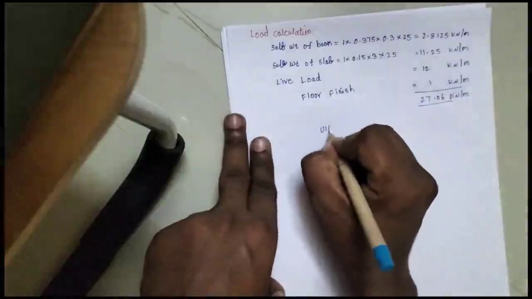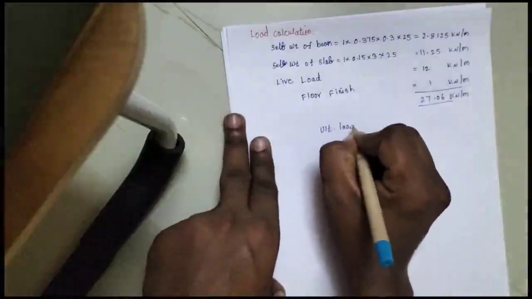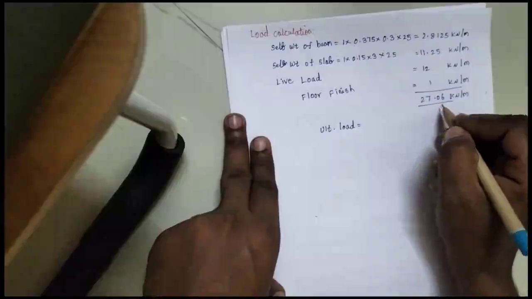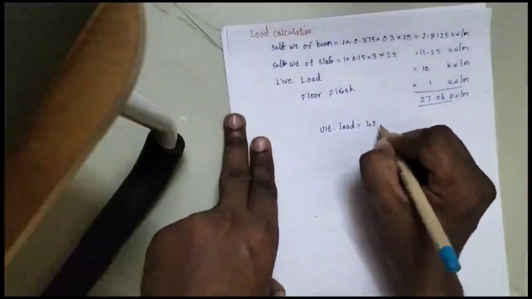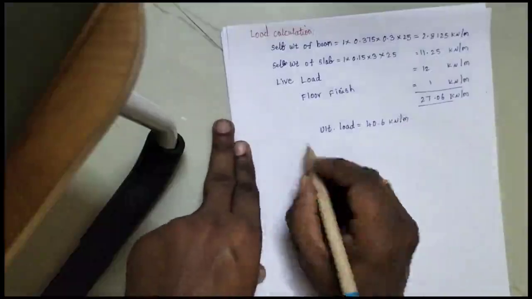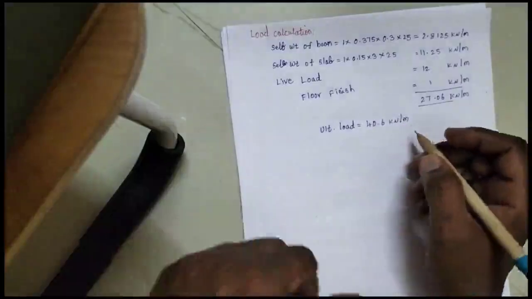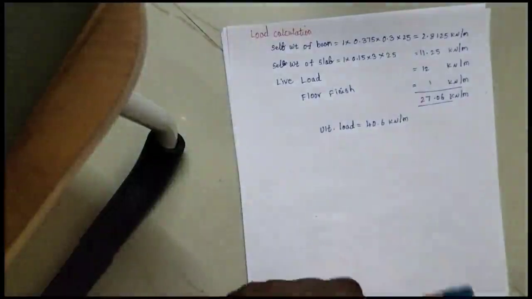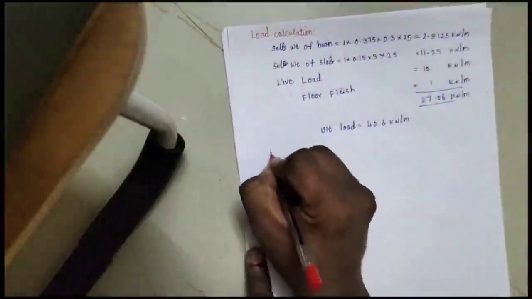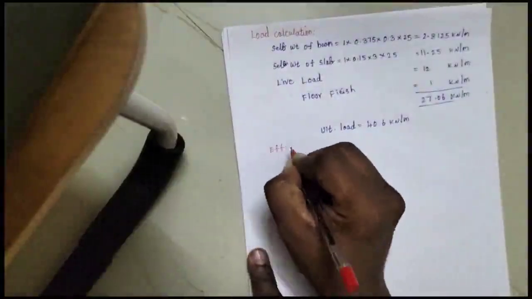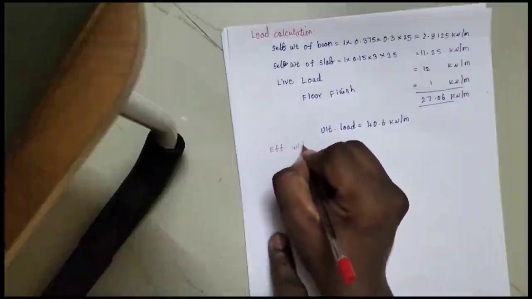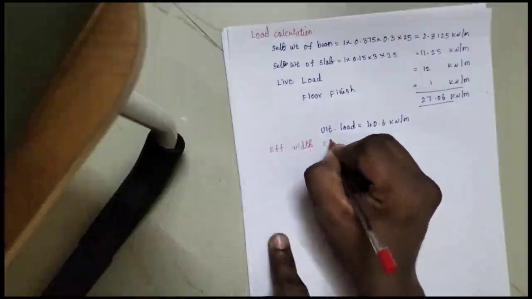If I am going to calculate my ultimate load, then I need to multiply this load with the partial safety factor 1.5. So if I multiply this, the value I get is 40.6 kilonewton per meter. So I have calculated the value. Next we need to calculate the effective width of the flange, because in the previous step we have only assumed the value as 3000 mm. So I am going to calculate the effective width of flange, that is BF.